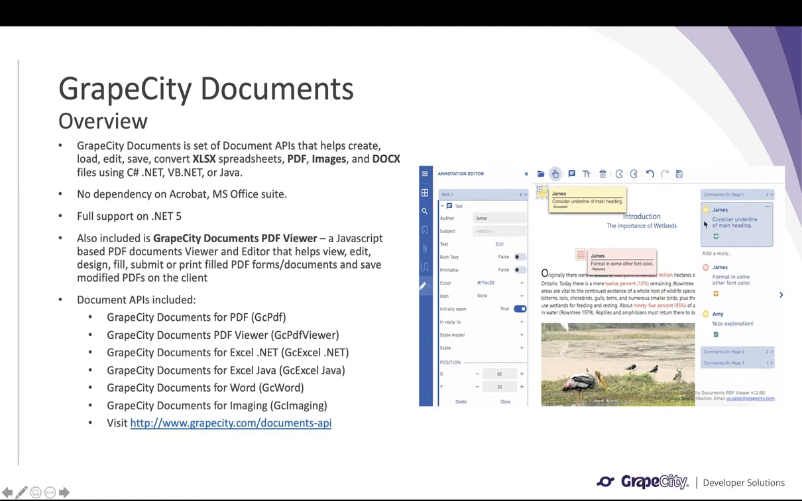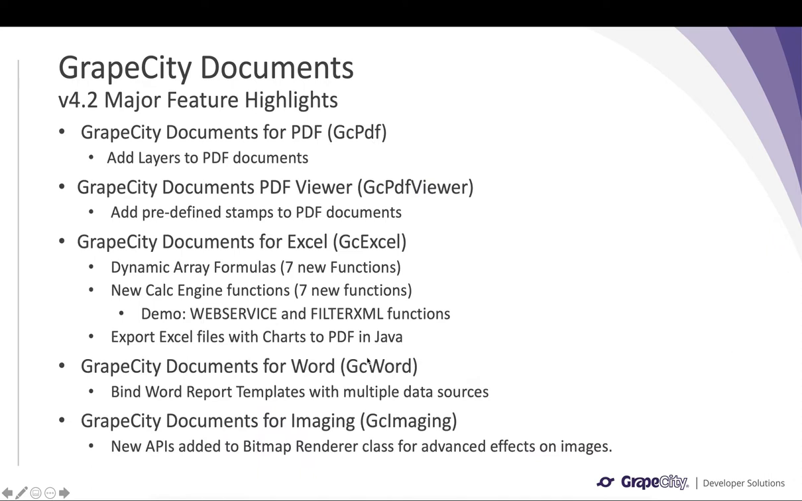So the snapshot you see over here is GrapeCity Documents PDF Viewer with a PDF that has been generated with GrapeCity Documents for PDF or GCPDF API. Multiple users are seen here collaborating over the PDF documents, and they are using the comment and reply tool to comment over the documents. Also included are other products. You can have a look at www.grapecity.com/documents-api.